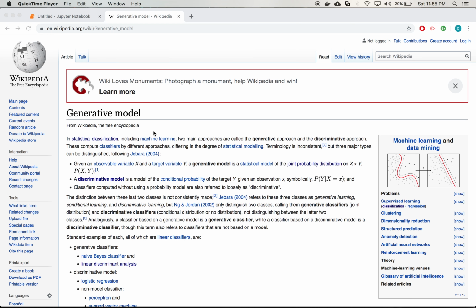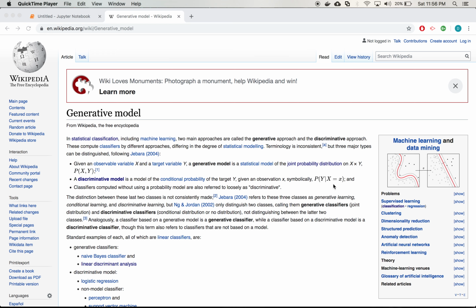Hi everyone. Today I'm going to discuss generative models. What is the difference between a generative and a discriminative model? In a discriminative model, what we're trying to do is learn the probability of the label given the data, which is the probability of y given x.